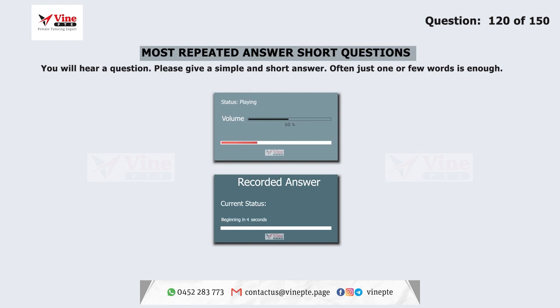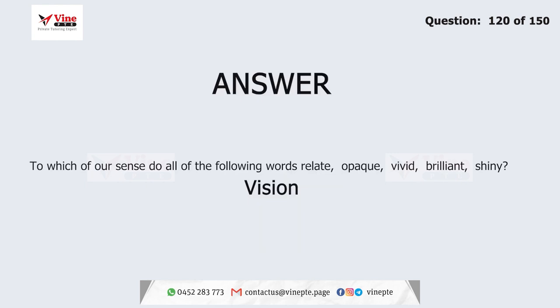To which of our senses do all of the following words relate? Opaque, vivid, brilliant, shiny. Vision.